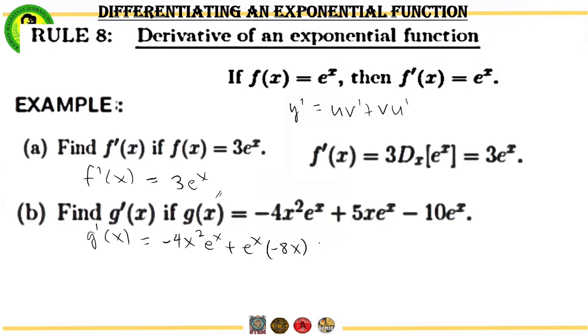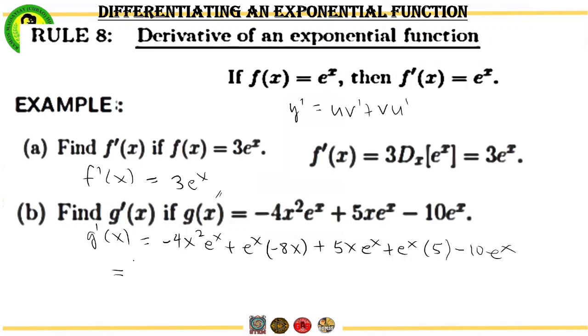Okay, so the derivative of the second term, again, it is product rule because it is 5x times e raised to x. So copy the first, derivative of the second, plus so 5x times the derivative of e raised to x is e raised to x. Then plus second term e raised to x, derivative of 5x is just 5. Okay, minus 10 e raised to x.